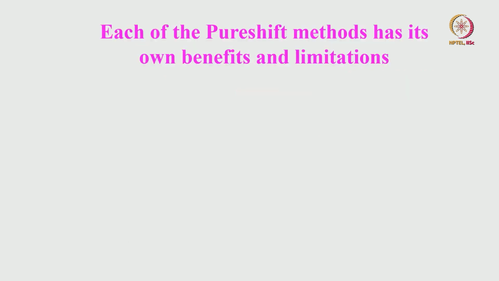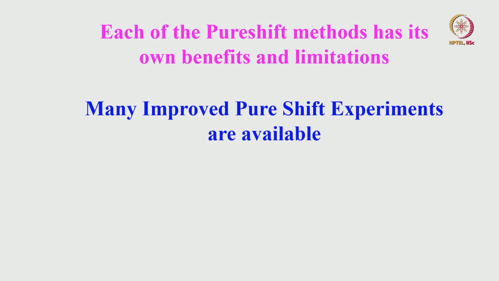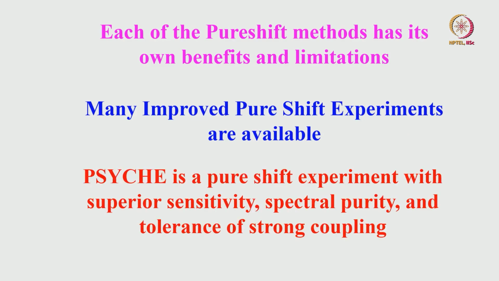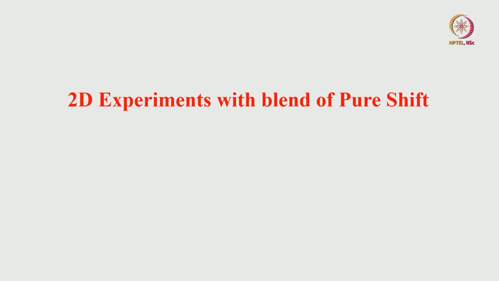That is one advantage. So, all these pure shift methods have their own benefits and limitations, and there are many improvements available, and PSYCHE is the best pure shift experiment available. I have not discussed PSYCHE, there is no time; one interested student can see that. But all these 2D experiments also come as a blend with pure shift experiments. For example, I can have pure shift COSY, pure shift TOCSY, pure shift HSQC, pure shift ROESY, pure shift NOESY, pure shift DOSY, all these experiments are possible.